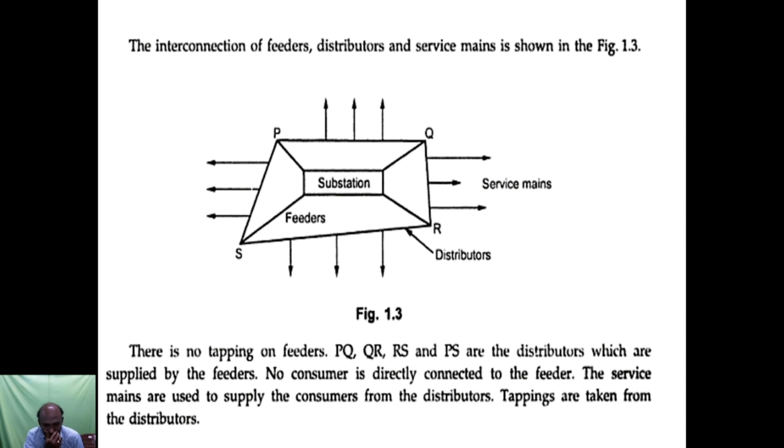There is no tapping on the feeders. From the feeders we are not taking any power. But PQ, QR, RS and PS are the distributors, which are supplied by the feeders. No consumer is directly connected to the feeder. The service mains are connected to supply the consumers from the distributors. Tappings are taken from the distributors, and from the service mains we have the connections to consumers.